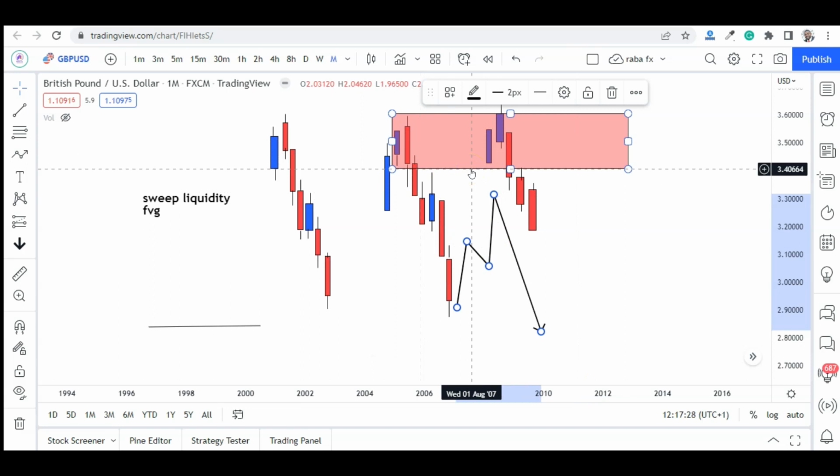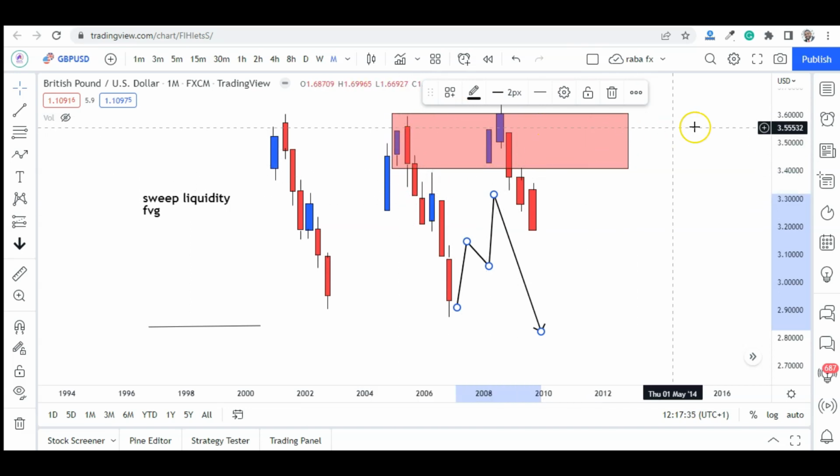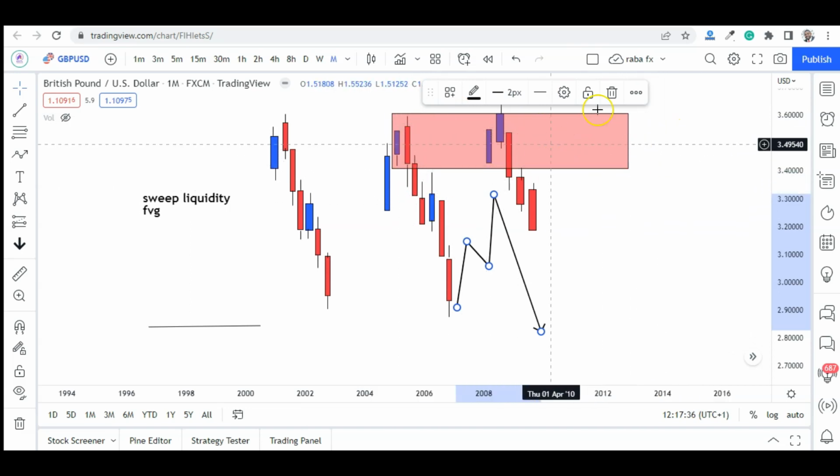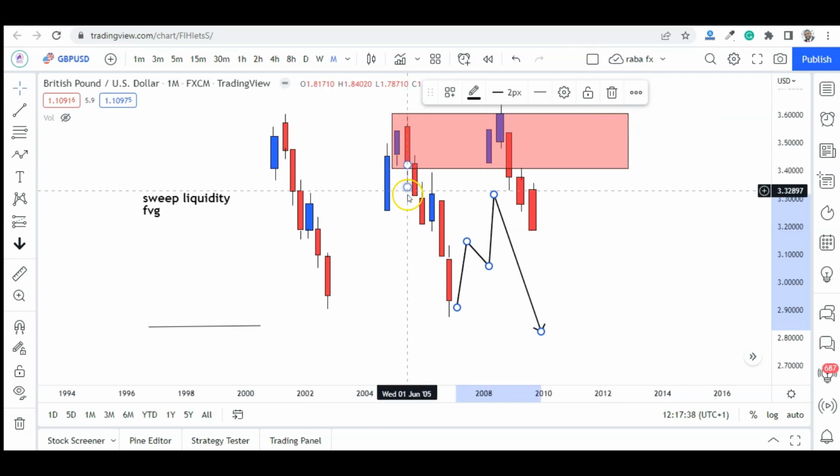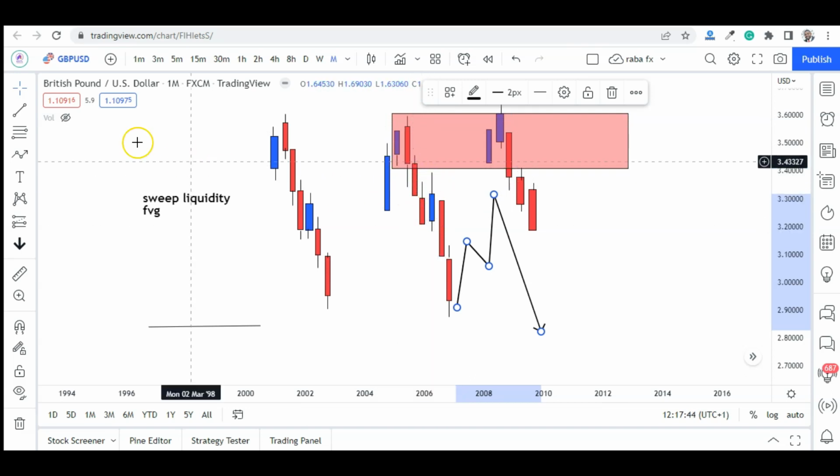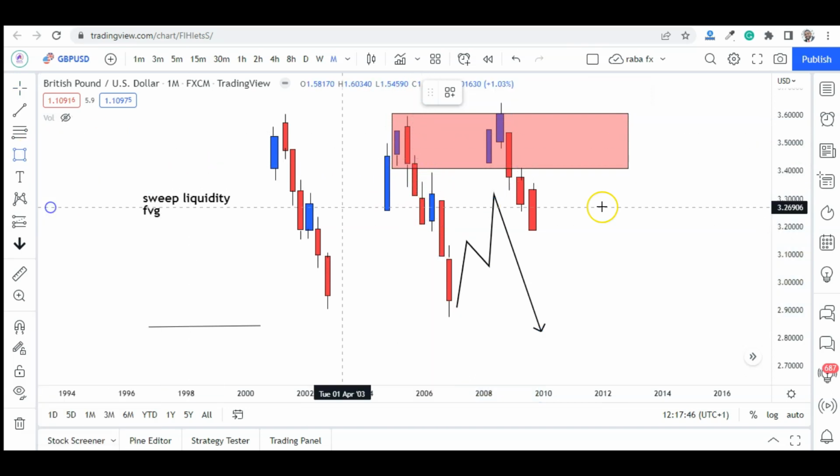If this happened to you, put it in the comment section. Why this? Because this zone was never a high probability zone. Why? Because there was no fair value gap. Even though it took liquidity, no fair value gap. This is your high probability entry.